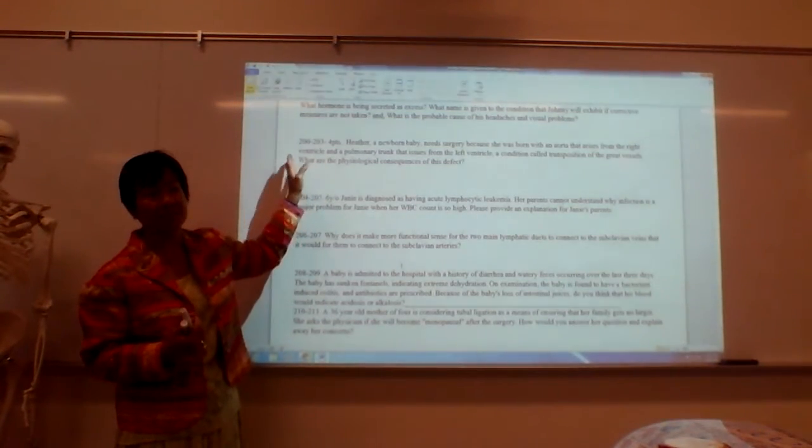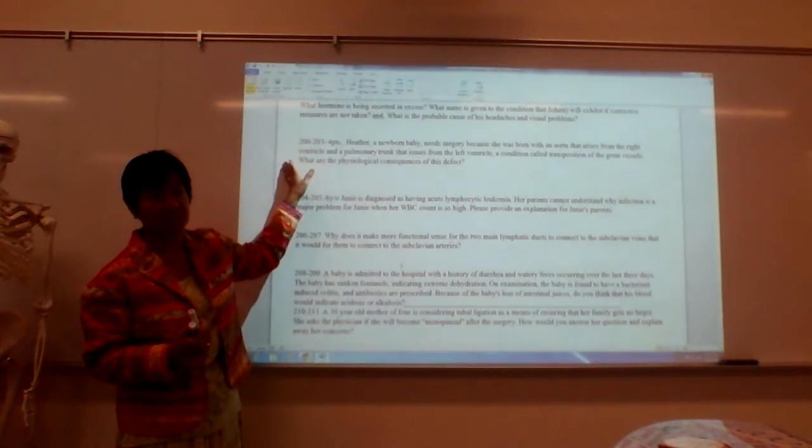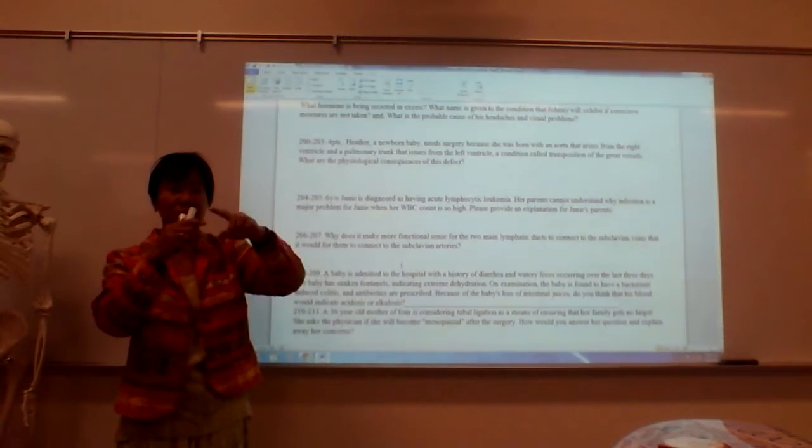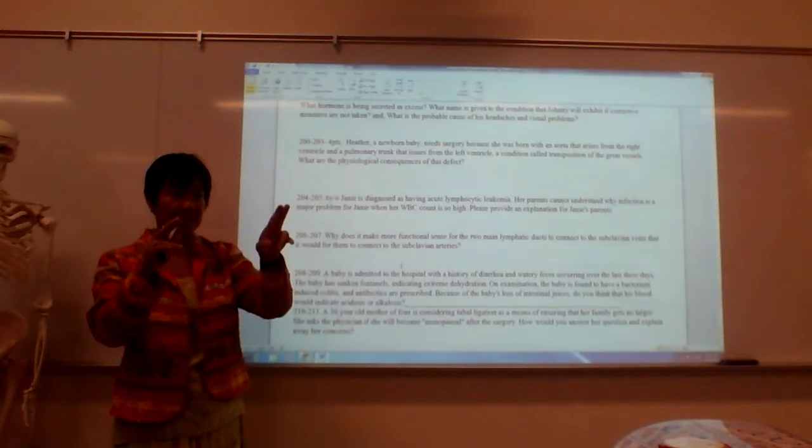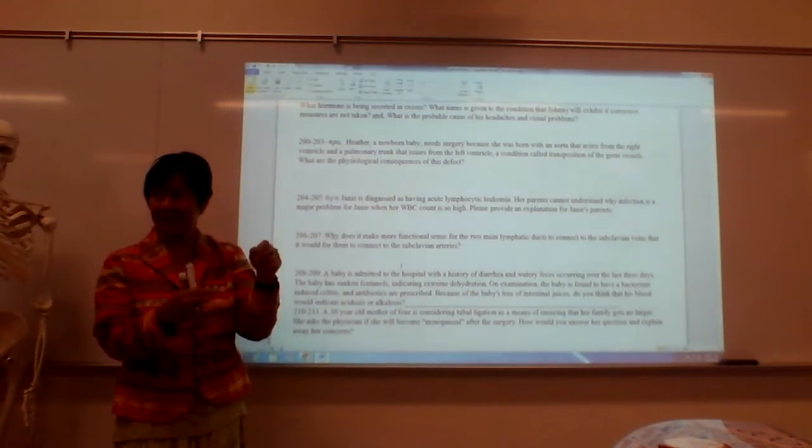There are some babies who are born with transposition. So what do you do? You just cut it and then reposition it correctly.